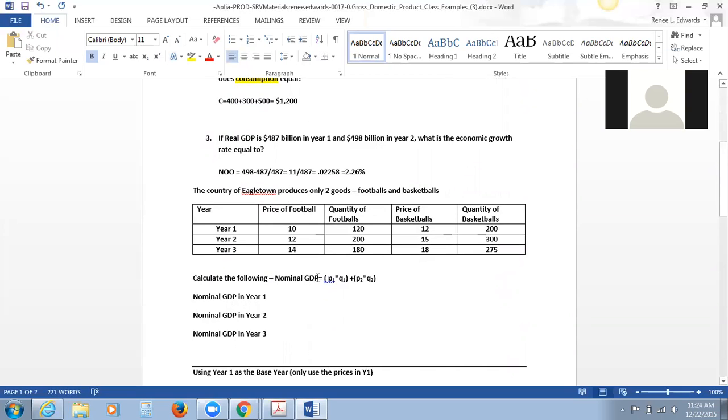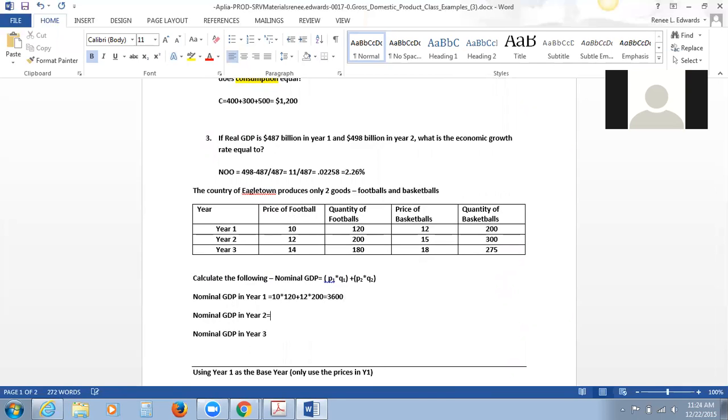So here, when you're calculating nominal GDP, you can just go across the board here. It's current production in current prices. So 10 times 120 plus 12 times 200 is going to give you 3,600. And again, remember when you are doing gross domestic product, it is the market value, so P times Q, of all goods summed together. So it's not just the price of footballs or the price of basketballs. You have to add up all the quantities.